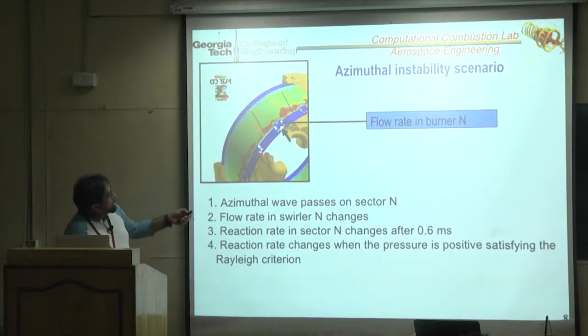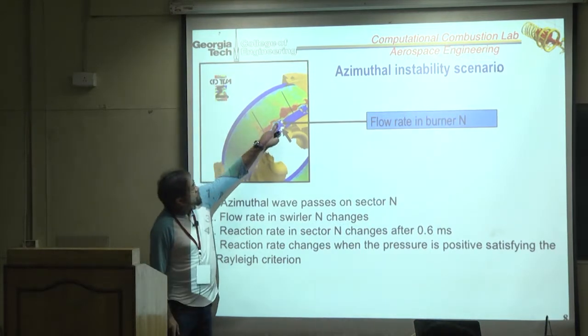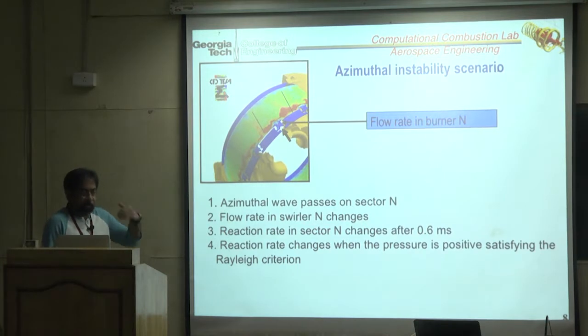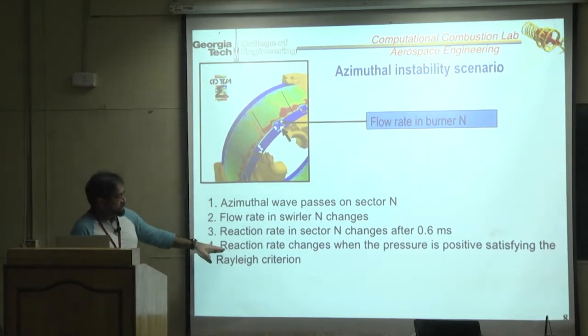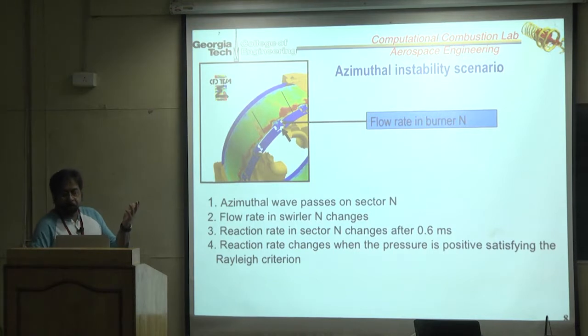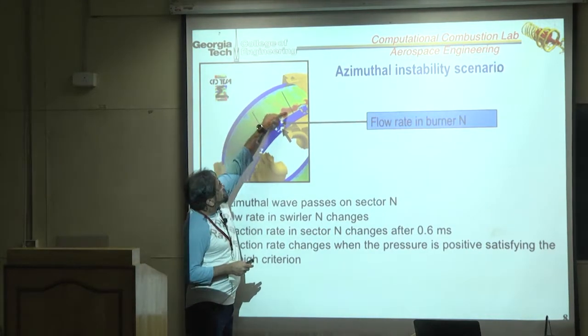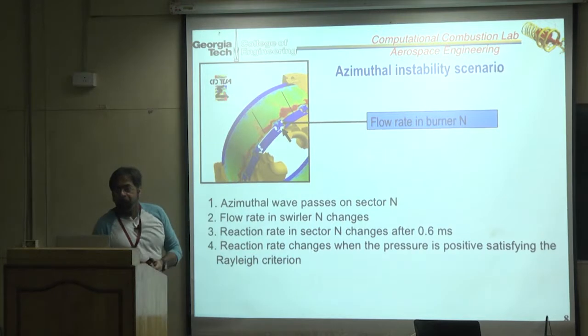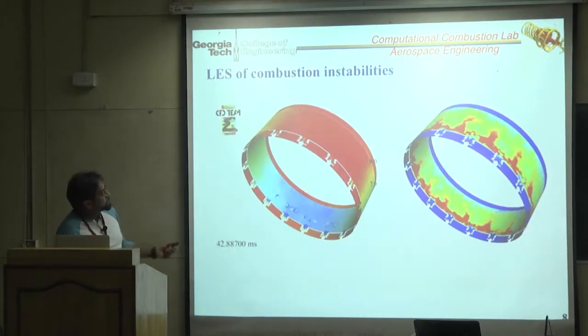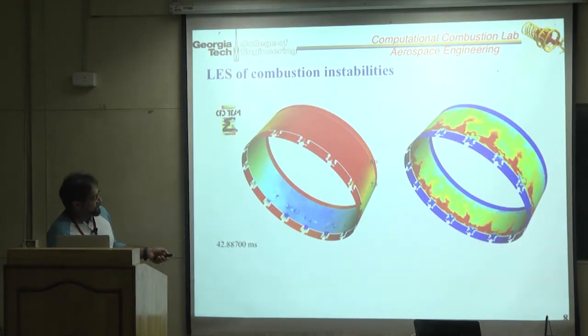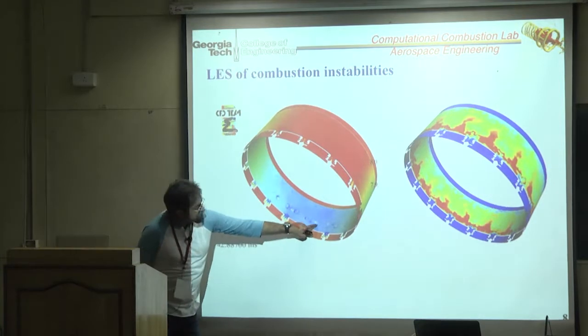An azimuthal wave passes a sector, this sector. The flow rate in the swirler changes because the wave is pushing the flow. Then the reaction rate changes a little bit of time later, and the reaction changes when the pressure is positive. Then that triggers the amplitude growth, and that goes on and goes on. So, shouldn't it be away from that burner, one element? But whatever you are showing is very near to that burner region itself. Yeah, well, the interaction according to their calculation is acting right here. Yeah, very close. But this is azimuthal. Obviously this is a calculation they did, but they're getting interactions right around here.